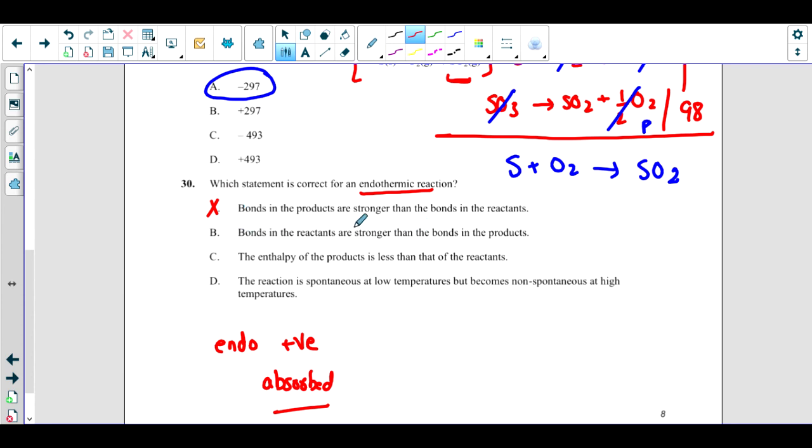Okay, bonds in the reactants are stronger than the bonds in the products. Yes, this is true, because they have less energy as compared to the products, so they are more stable. The enthalpy of the product is less than that of reactants. False. Why? Because they absorb heat, so their enthalpy is higher. The reaction is spontaneous at low temperatures but becomes non-spontaneous at high temperatures. No, this is also not true. So the correct answer is: bonds in the reactants are stronger.